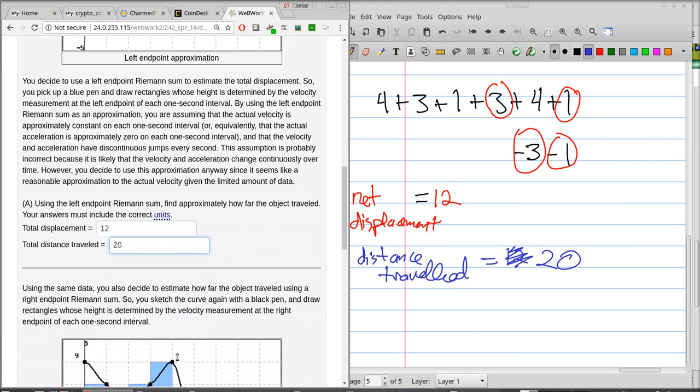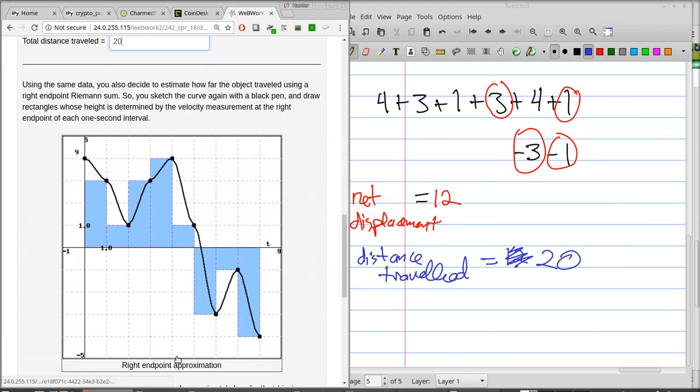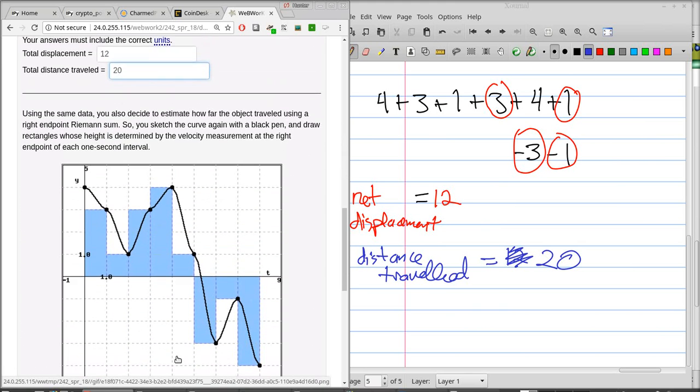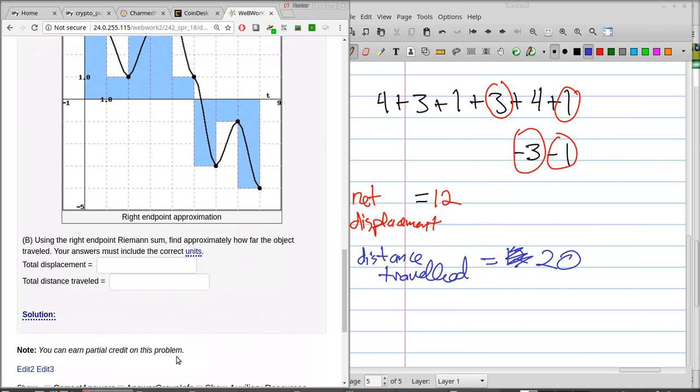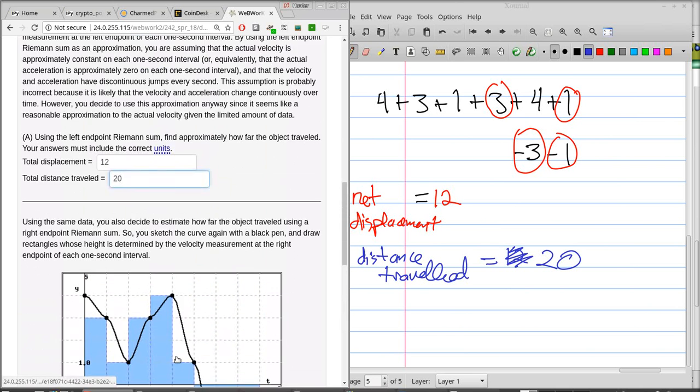And using the same data, you also decide to estimate how far the object traveled using a right endpoint Riemann sum. Oh God, spare me. You can do that yourself.